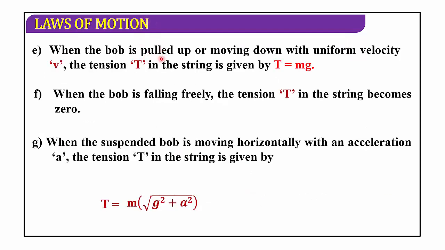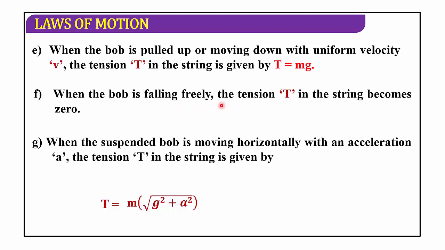The next point, when the bob is moving up and down with uniform velocity, then again the equation is the same, T equals m into g. When it is moving up, g plus a; when it is moving down, g minus a. So a will get cancelled, and again the same answer we will get.